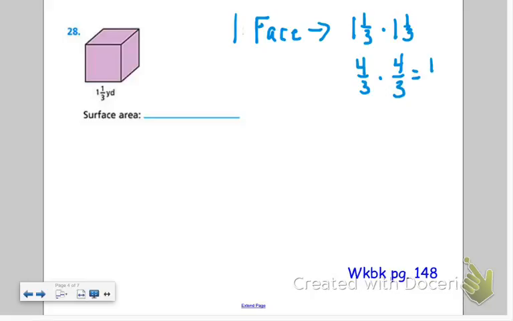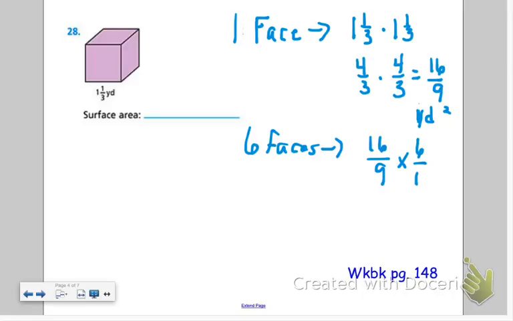And of course 4 times 4 is 16, 3 times 3 is 9, so now I have 16/9. Now I could turn that back into a mixed number, but I think I'm going to leave it as an improper fraction, because I'm not done multiplying yet. That's just the area of one face. One face is, I almost wrote inches, yards, 16/9 yards squared. But if I have 6 faces, I'm going to have to take that 16/9 and times it by 6, because obviously I have 6 faces. So first I'm going to do 16/9 times 6 over 1.